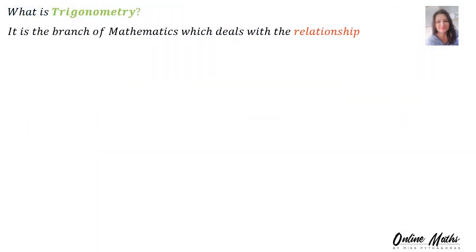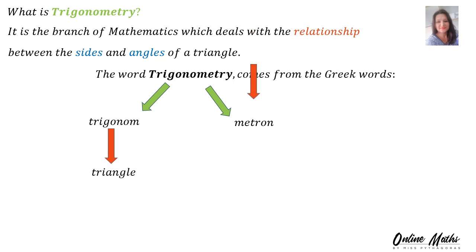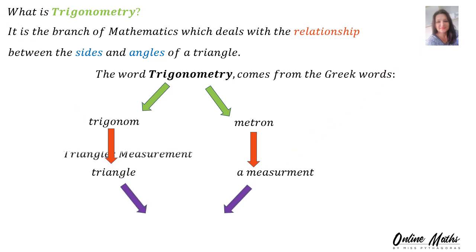Now what is trigonometry? It is the branch of mathematics which deals with the relationship between the sides and angles of a triangle. The word trigonometry comes from the Greek words trigonon and metron. Trigonon means triangle, metron means a measurement. Therefore, when you put them together, it's triangles measurement. Therefore, trigonometry, the measuring of triangles.